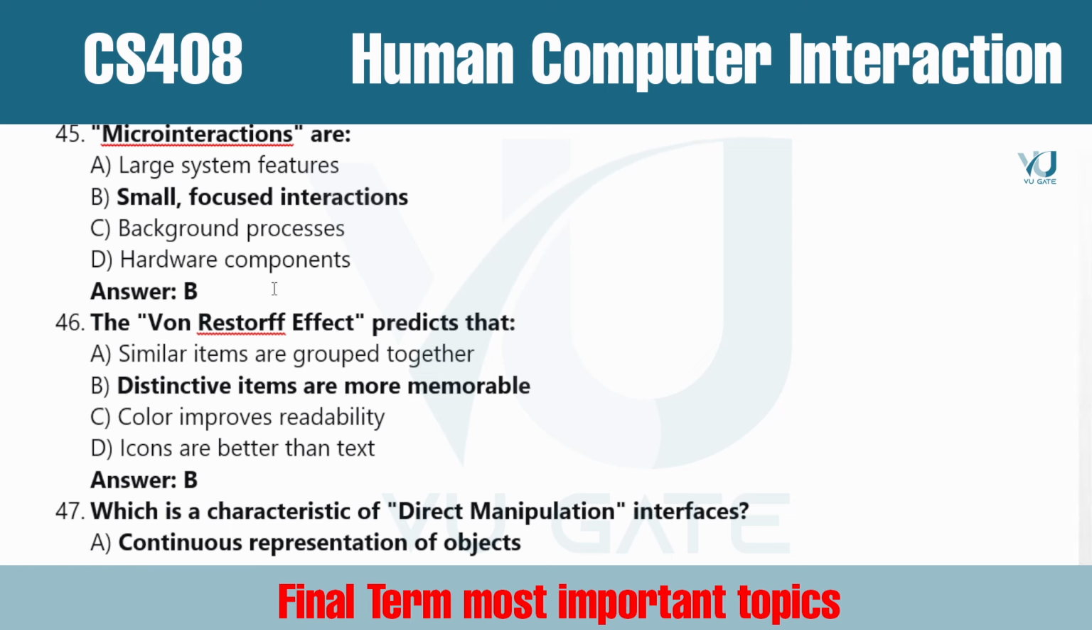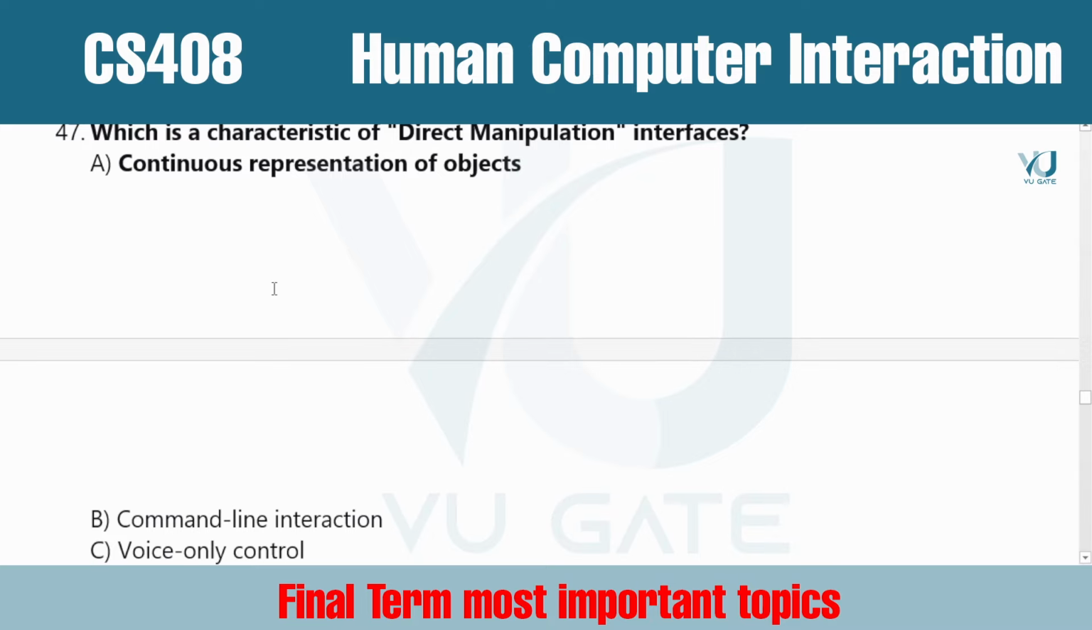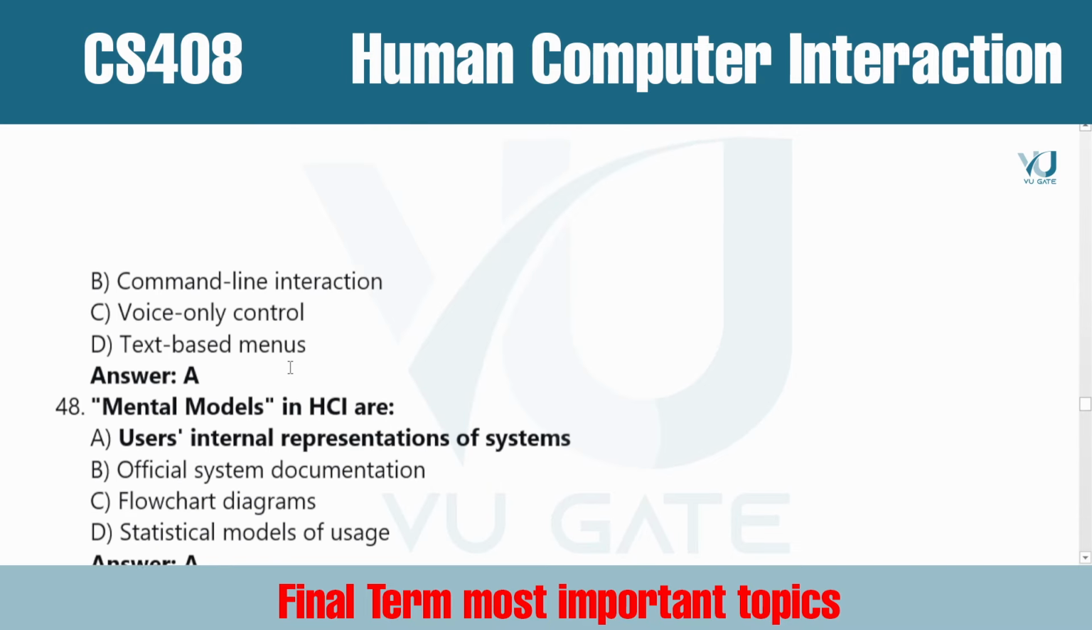Question 46. The von Restorff effect predicts that? The correct answer is option B, distinctive items are more memorable. Question 47. Which is a characteristic of direct manipulation interfaces? The correct answer is option A, continuous representation of objects.